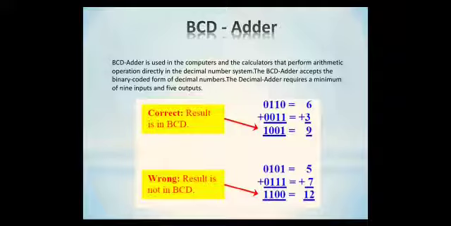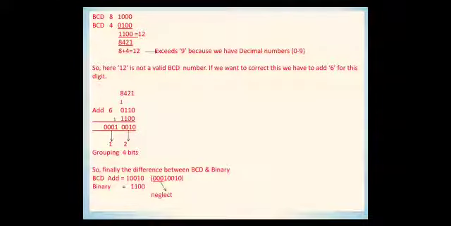Here, when we are adding two BCD numbers, we add the corresponding digits of each BCD number. After adding, if the result is greater than 9 and you get any carry, then the result is said to be invalid BCD. If we get the result below 9 and carry is not generated, then your BCD addition result is accurate, a valid BCD result.